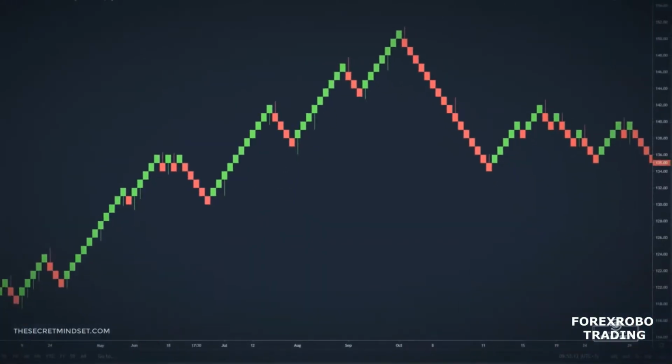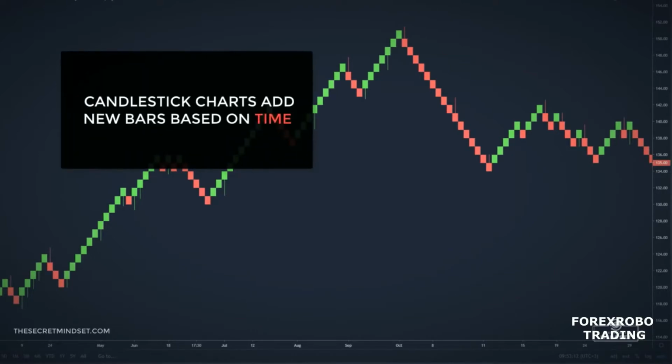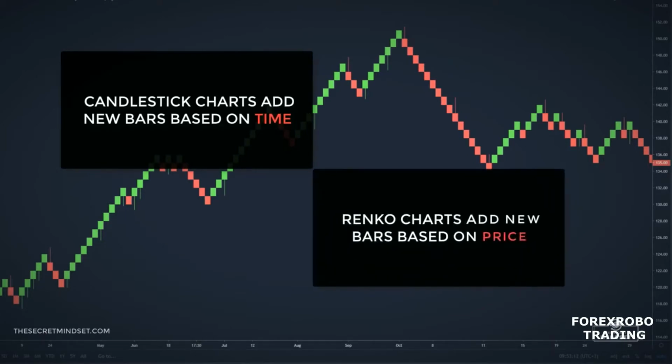The difference between common charts and Renko is noticeable. The conventional charts, like candlestick charts or bar charts, are plotting a new candlestick based on time. The uniqueness of Renko charts is that this technique plots a brick only when the price moves a certain amount of pips or ticks in one direction or the other.